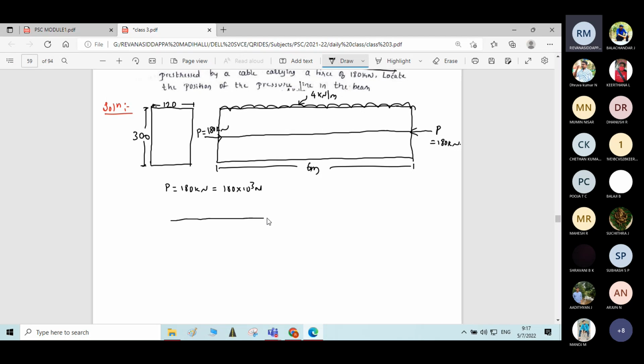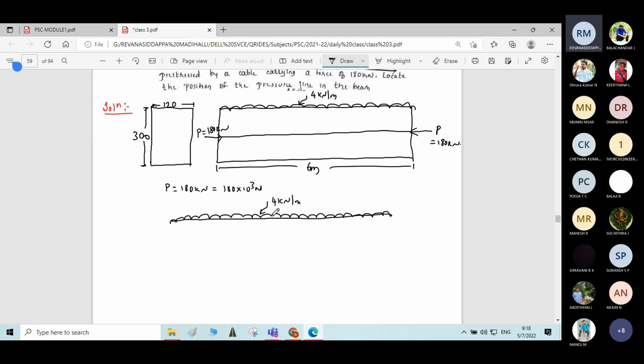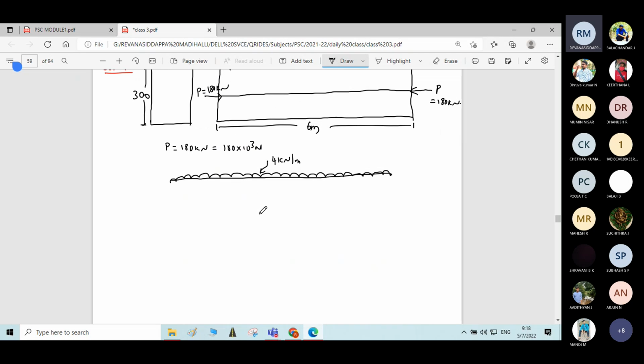Now, we will write the loading diagram, so that we can find moment at support, quarter span and the mid span. Okay. So intensity of the UDL is 4 kilonewton per meter, and he clearly says that which includes self weight of the beam. The self weight of the beam is included in this 4 kilonewton per meter only. No need to calculate self weight and add it separately. Okay, it is included only. And length of the beam is 6 meter.